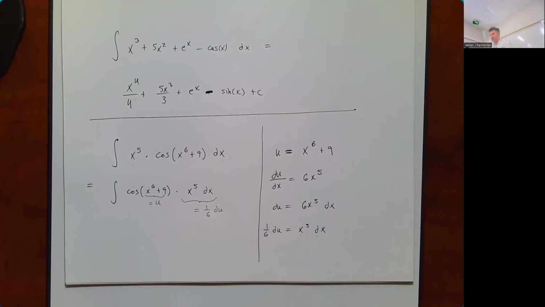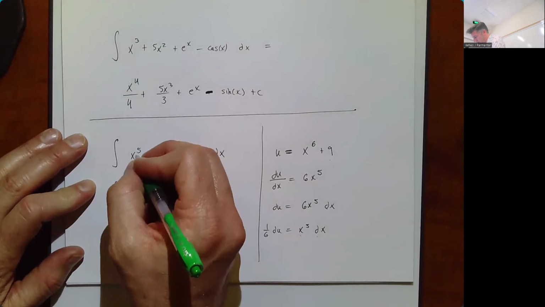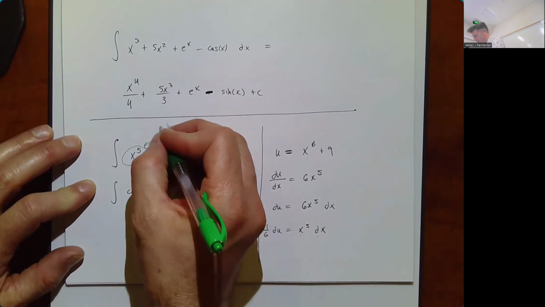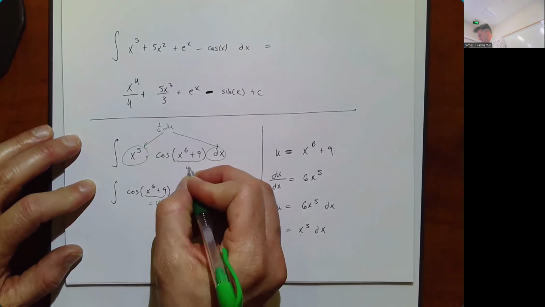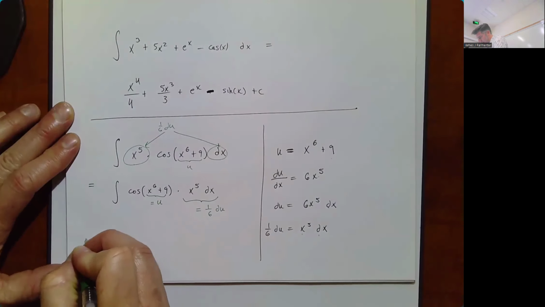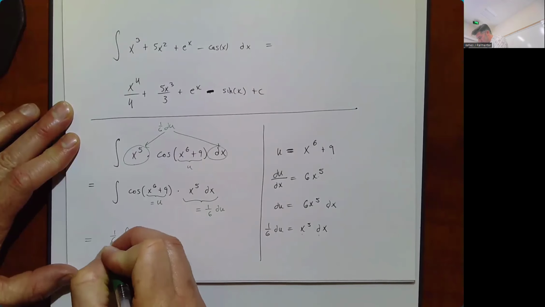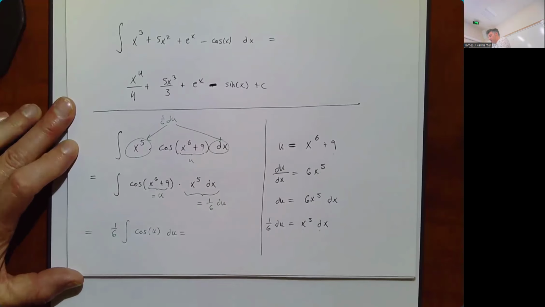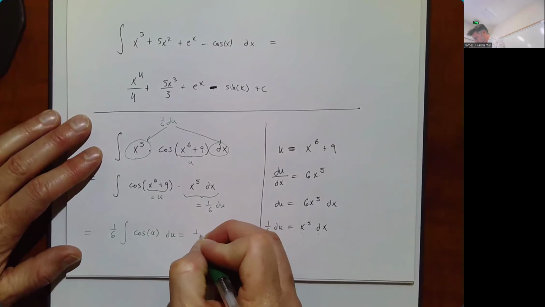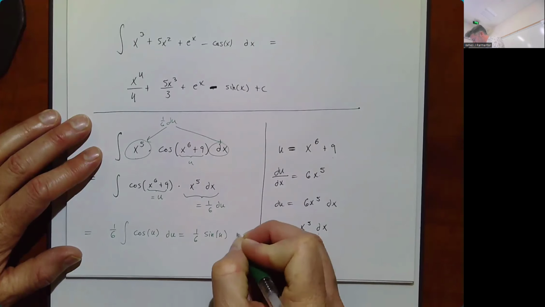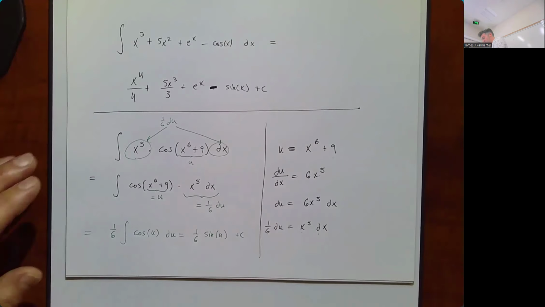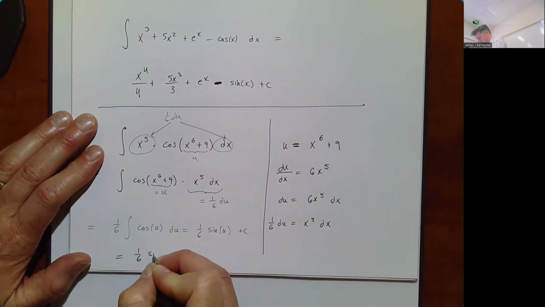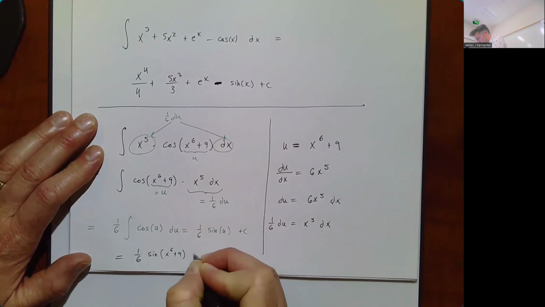So when I'm doing this and writing less, sometimes I'm going to be like, okay, yeah, this part here, that, and that, there's my du. My 1/6 du, apologies. And down here, there's my cosine of u. So then I could rewrite this as 1/6 times the integral of cosine of u du. The antiderivative of cosine of u? Yep, positive sine of u. So I get 1/6 sine of u plus c, and then finally, I finish the indefinite integral by replacing u with what it's equal to, and I get 1/6 sine of x to the 6 plus 9 plus c.